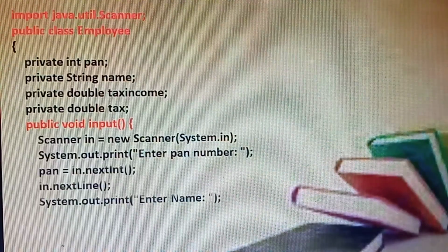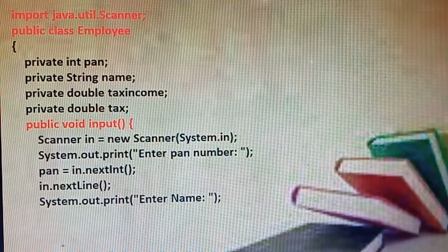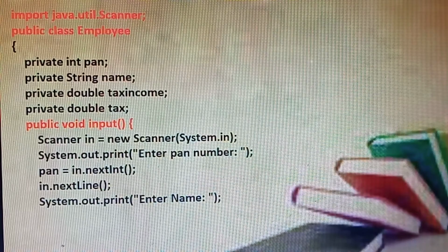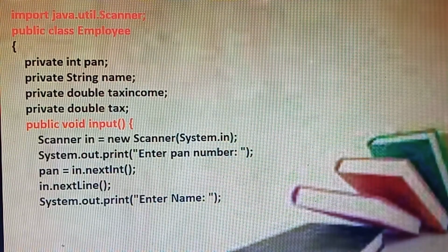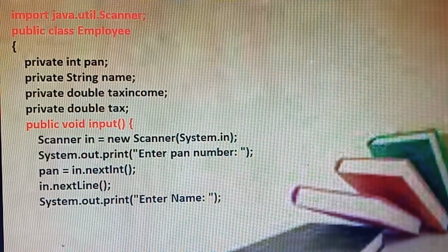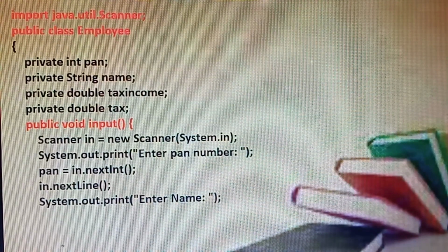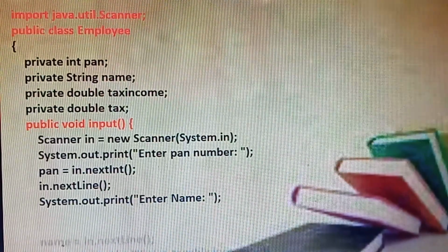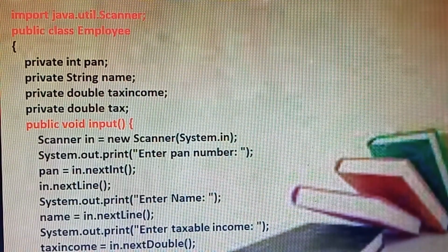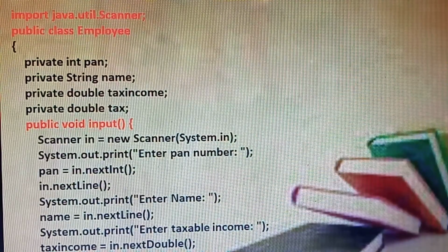Now void input part is there, in that taking input. So here we are using which class? Scanner class we are using. So here to input the PAN number, name, then taxable income.